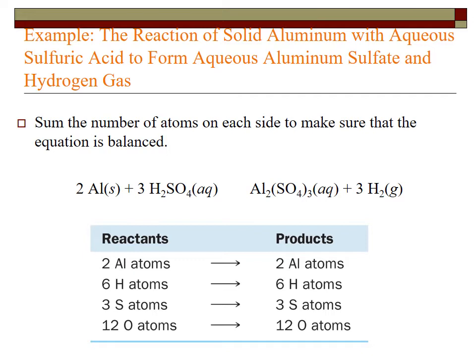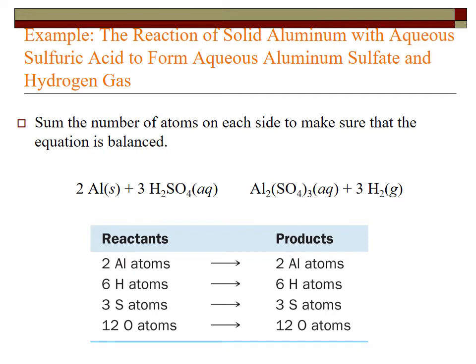Okay, so on the reactant side, I have aluminum and sulfuric acid. On the product side, I have aluminum sulfate and hydrogen gas. So how many aluminums do I have? Coefficient of 2, 2 times 1, 2 aluminum atoms. Hydrogen atoms, I have 3 times 2 from the sulfuric acid. That gives me 6 hydrogen atoms. I have 3 times 1, 3 sulfur atoms. And 3 times 4 is 12 oxygen atoms.